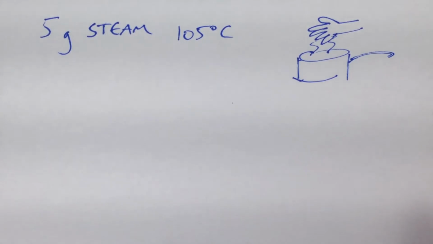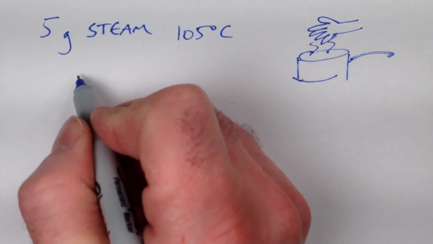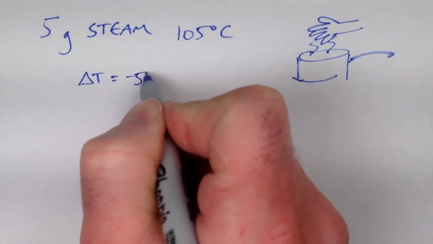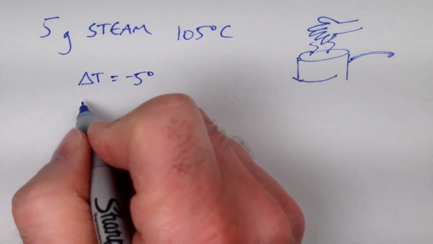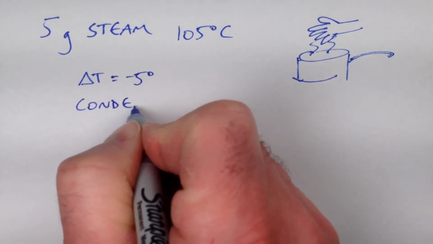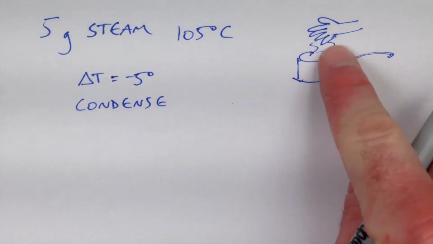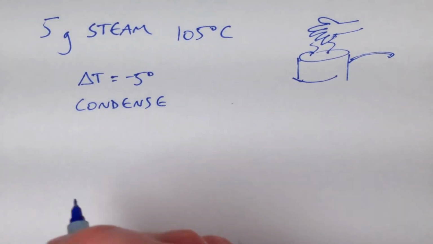So what's going to happen is that steam has to get cooled down by 5 degrees, and then the steam is going to condense. And it's going to dump out the entire latent heat of vaporization onto whatever happens to be nearby, namely me. So let's get that.